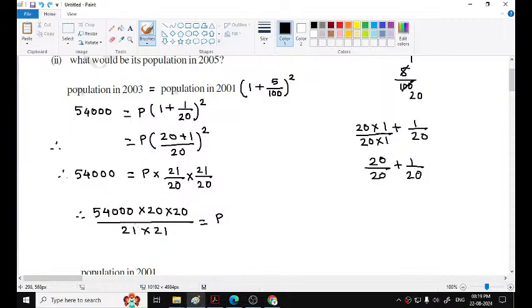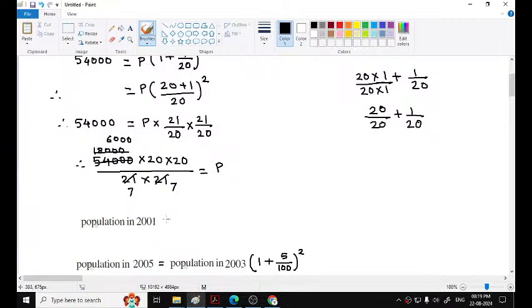Now this 54 is multiple of 3, and 21 is also multiple of 3. So let us divide these numbers by 3. We obtain here 7, and here 18,000. Now these are again multiple of 3. So let us divide this by 3 to get 7, and this is now 6,000. So P, that is population in 2001, can be obtained by 6,000 into 20 into 20, which is 400 upon 49. Complete this calculation and you will get the population in 2001.